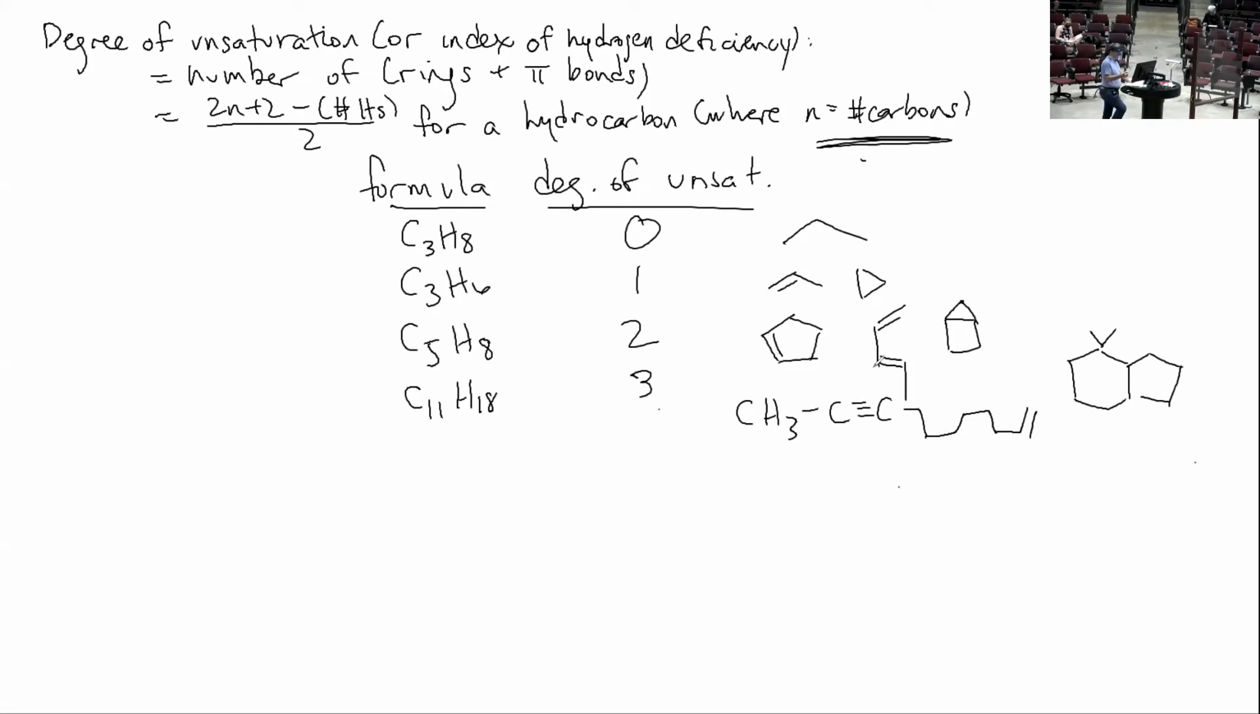So that thing should have 11 carbons. I have only 2 rings, so we need a pi bond somewhere. Might as well put it there. That should be C11H18. And again, you can verify that for yourself. But any combination of pi bonds and rings is possible. And when we start introducing heteroatoms, you can have them involved in the multiple bonds. Like if there's an oxygen in the molecule, you could have C double bond O. That would count as a pi bond.